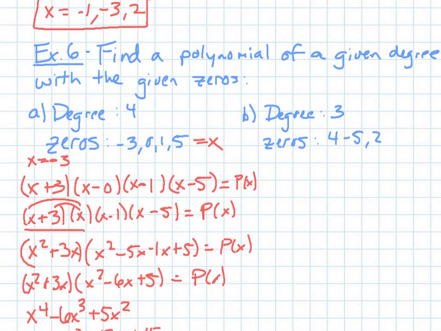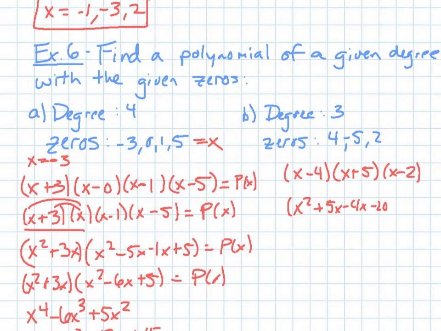Next one, you have a degree of 3, so then I only have 3 answers here. So I want to do the same thing, write my binomials. Remember that they need to be opposite of what they are. And then choose 2 to multiply first. Let's do the first 2. So I get x squared plus 5x minus 4x minus 20. Simplify, so x squared plus x minus 20.